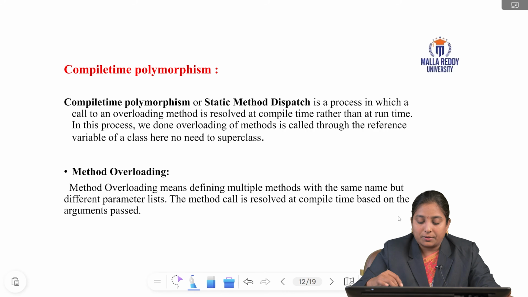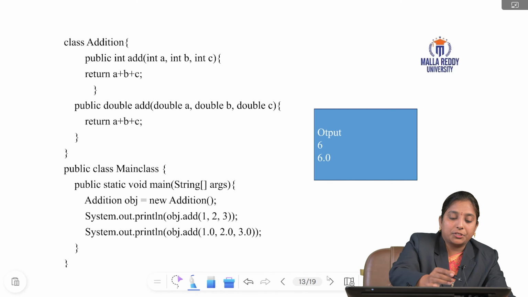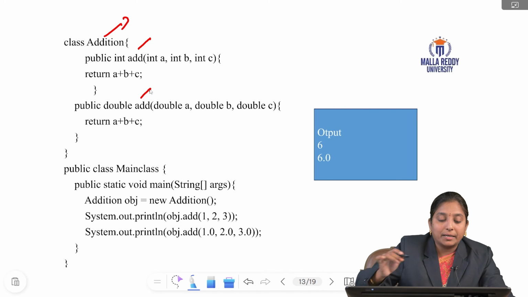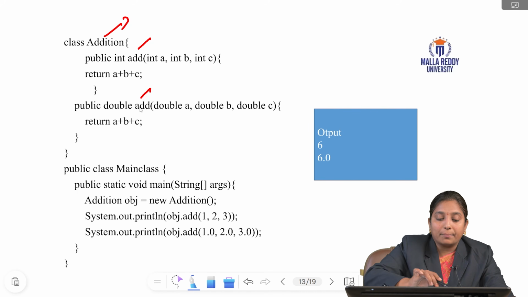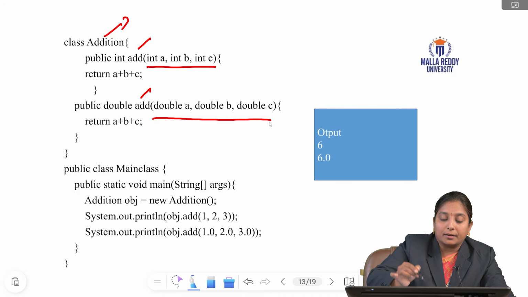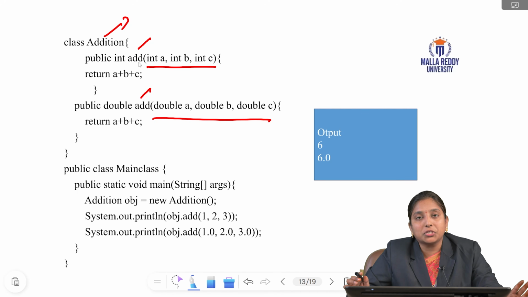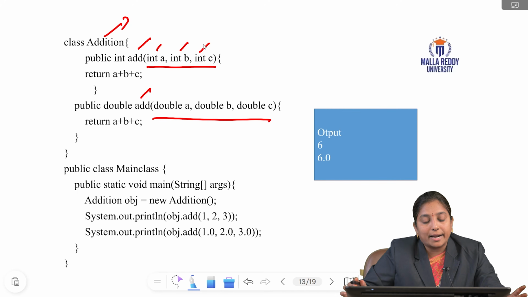Whenever we pass different arguments to the same method name, at the time of compilation this method overloading will be achieved. Example for method overloading: here I am taking Addition as the class. This Addition class defines two add methods, but the method name is the same and the parameters are different. The first add method contains three parameters of integer type: int a, int b, int c.